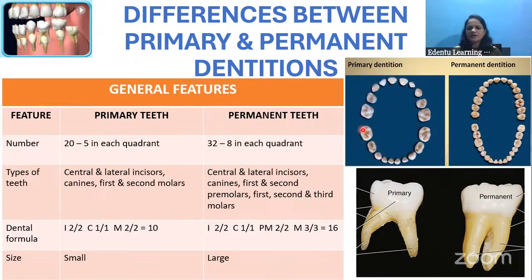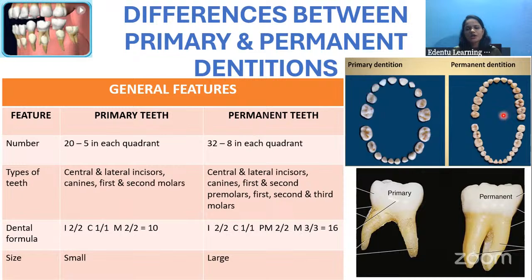The number is actually 20 in primary, and 32 in the permanent dentition. So 20 means 5 in each quadrant, and 32 means 8 in each quadrant. Now the types of teeth. In primary dentition, you will not see the premolars and the third molars. All other teeth will definitely be there. That is the central and lateral incisors, canines, and first and second molars.